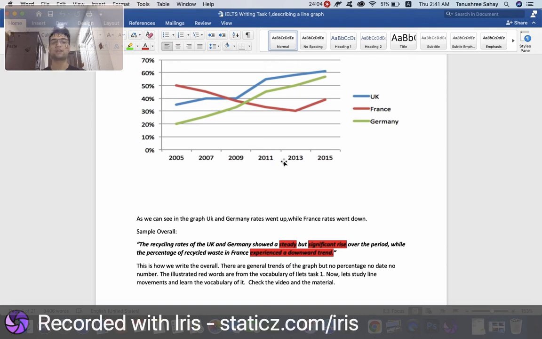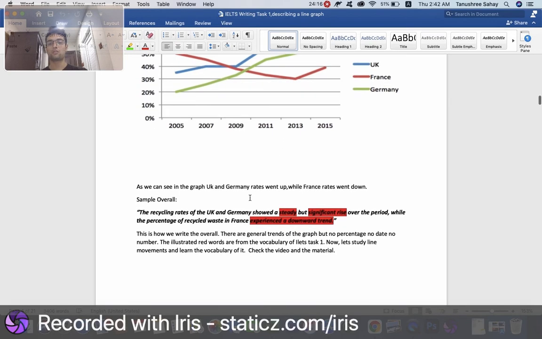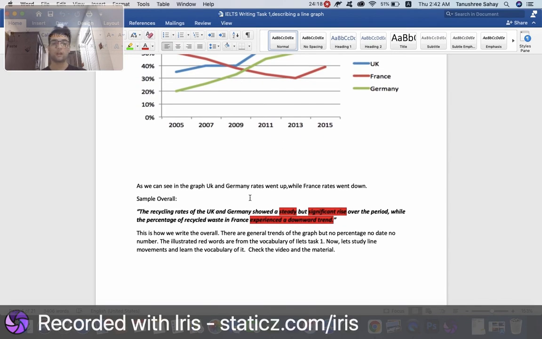Mostly in a line graph, the key information is the lines, which means the lines represent countries, or some other stuff according to your question. So these are your key features. What I'm going to do is add this to my overview paragraph. Actually, the vocabulary I chose to use here is attached down below.